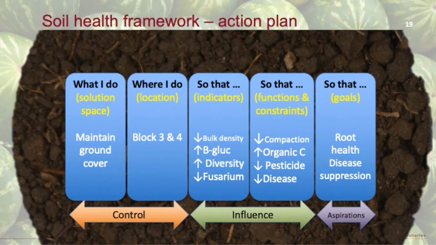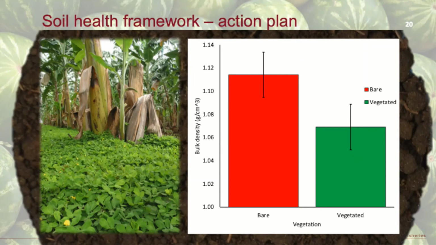To determine if we are successful and having an impact, we are going to look at 4 indicators: bulk density, beta-glucosidase enzyme activity, biological nematode diversity, and fusarium levels in the soil. This is so that we can reduce soil compaction, increase organic carbon, reduce pesticides, and reduce disease. Ultimately, we want better root growth and disease suppression. The photo shows what this may look like when we implement ground covers.